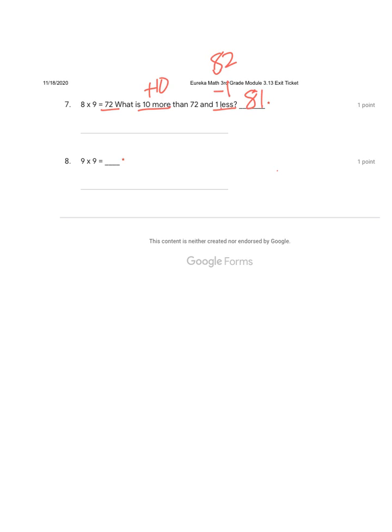That makes it very easy to count by 9s. You go 10 more and then take away 1. So 9 times 9 is 81.